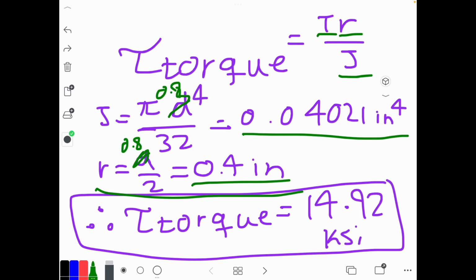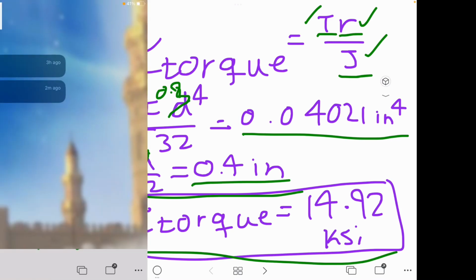Now that we did that, we're gonna apply all the values that we have. We know our torque is 1500 based on the earlier calculation. We're gonna plug those all in and we get a shear stress of 14.92 ksi. Again, when you put all these numbers in, you're gonna get something about 14,000. But divide that by 10 to the 3 to get ksi, and you'll get 14.92 ksi.